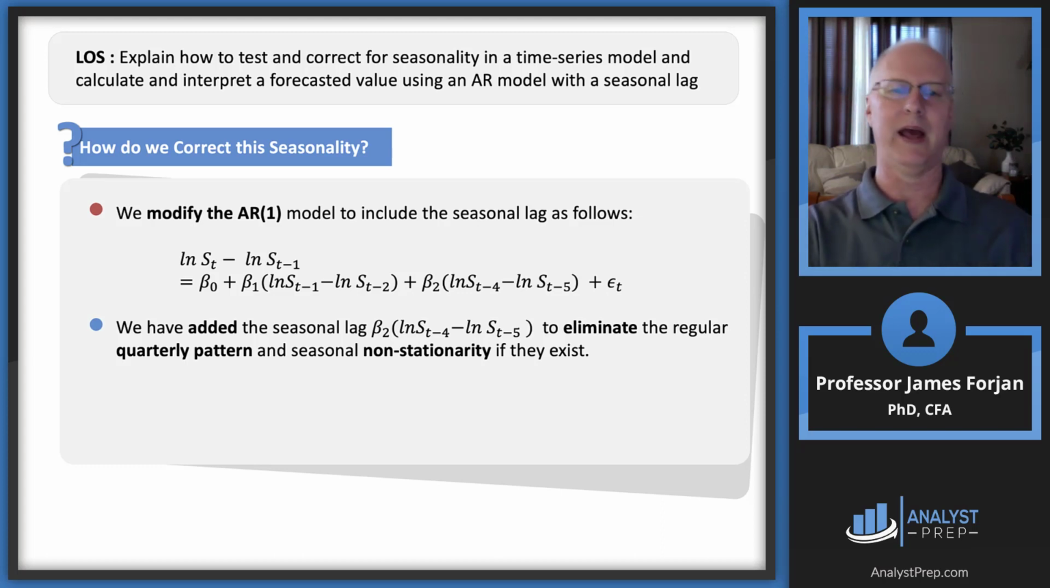So notice what we have. We still have the same thing over on the left-hand side, the dependent variable, but now we're adding a B2. We're going to say, let's go back to ST minus 4 and subtract ST minus 5. And what that will do is that will probably eliminate that regular quarterly pattern if it does exist. It will probably, but of course you have to go back and test it and do all that other kind of stuff.